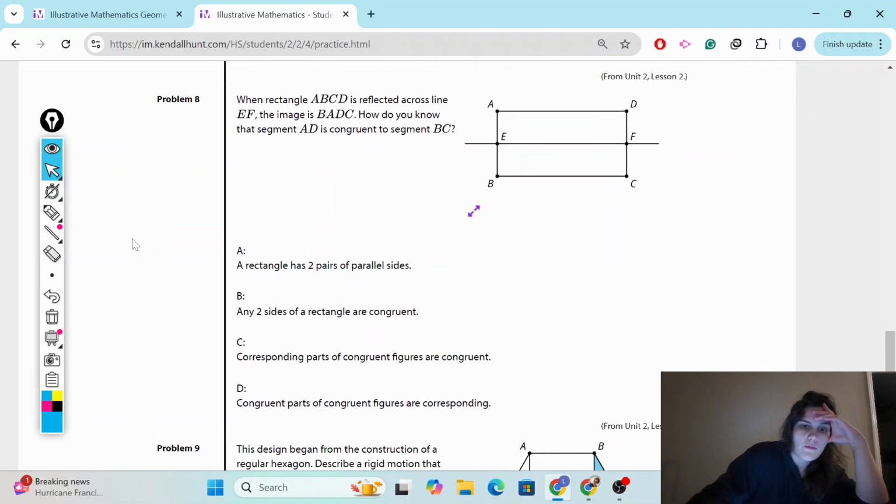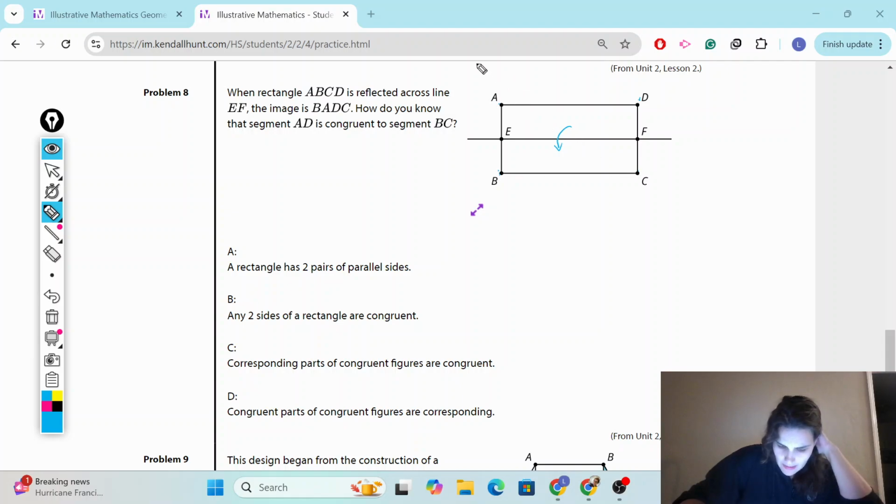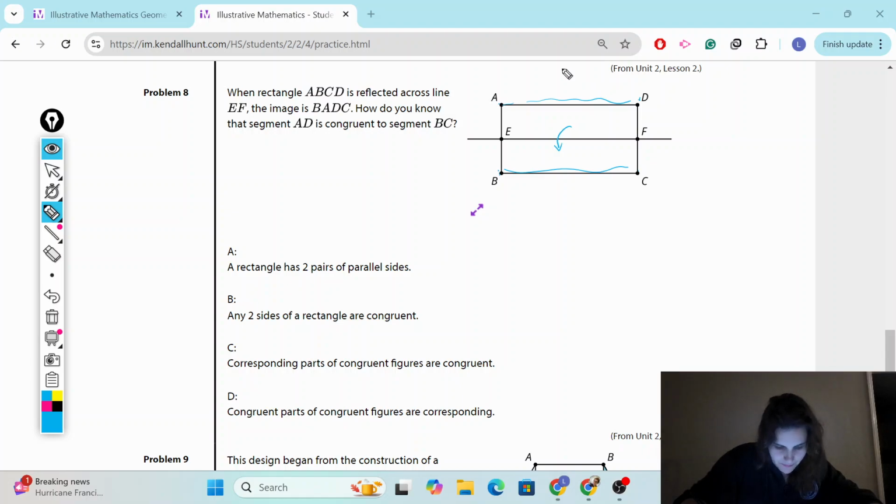Problem number 8. When rectangle ABCD is reflected across line EF, so rectangle ABCD is reflected over EF, so it's kind of flipped over. We have an image which is BADC. How do you know that segment AD is congruent to BC? Well, when we reflect this over, it kind of flips completely, and it lines up perfectly. Because the image of this rectangle is the same as the image of that rectangle. So AD actually corresponds to BC, which makes them congruent.